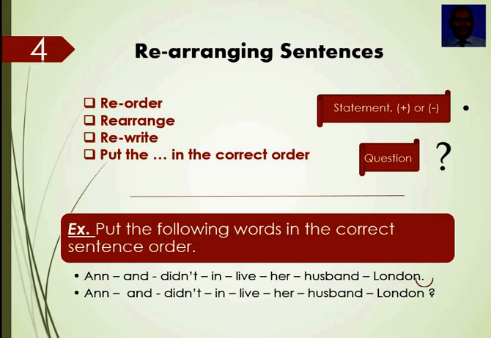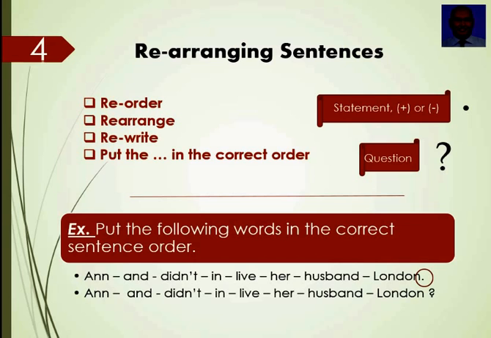Why? Because in the first item we have a full stop. That means it's a statement. So we go for subject, verb, complement. So it should be like this: Anne and her husband didn't live in London.